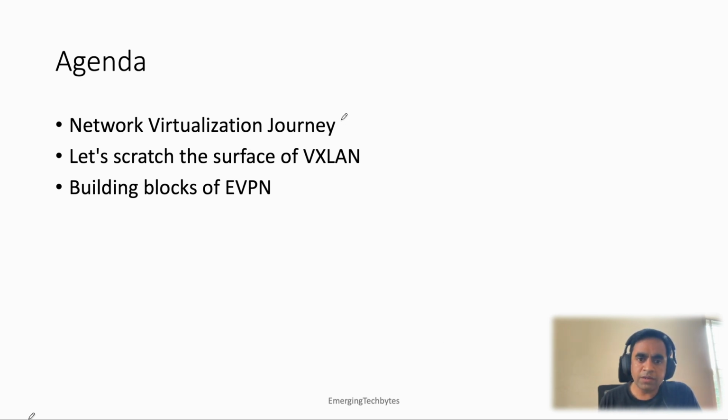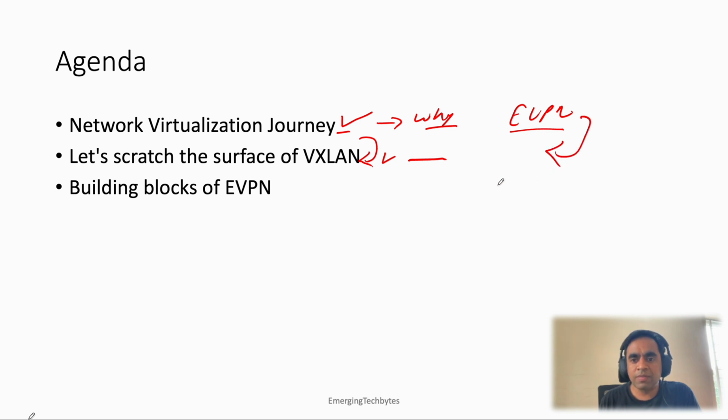We will first look at the network virtualization journey, why we are talking about virtualization, and here I will talk about the big why behind EVPN. In this, we will not be talking about EVPN apart from the definition, but we will take a step back and cover network virtualization. And while talking about this, we will also cover our second topic, which is scratching the surface of VXLAN. Then we will connect these two dots, and see why EVPN came into the picture for VXLAN.